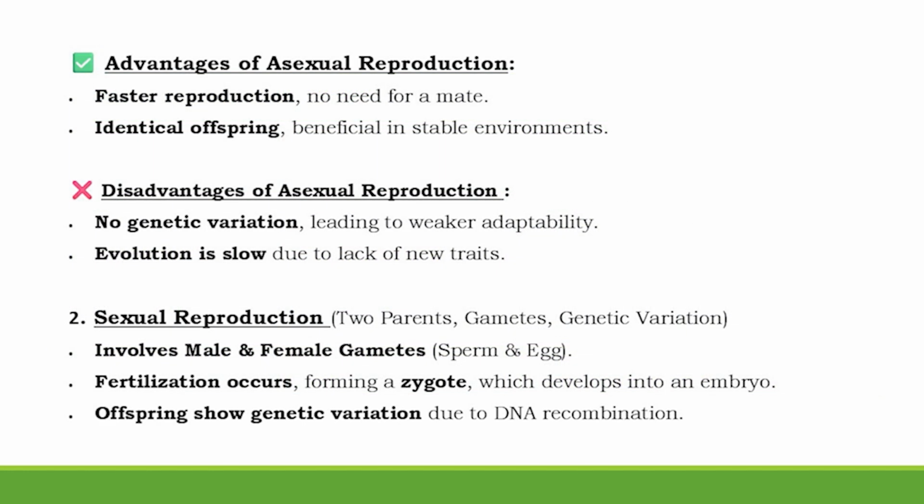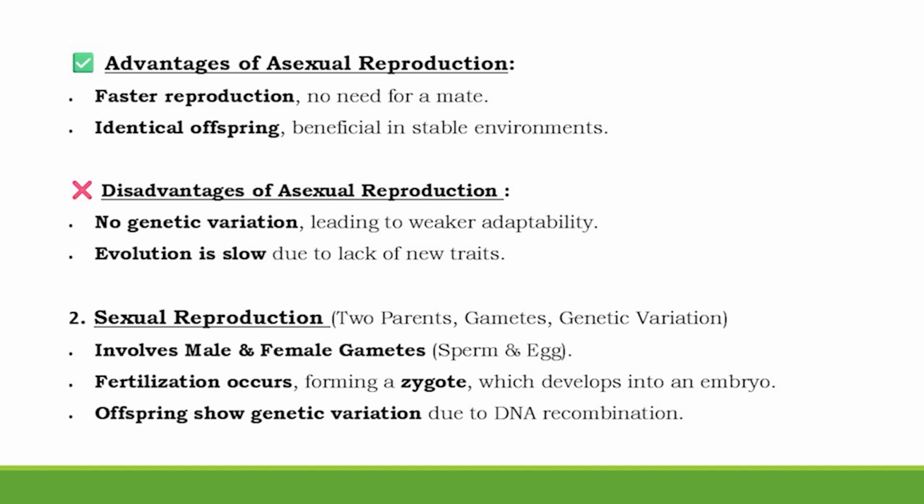Advantages of asexual reproduction: faster reproduction, no need for a mate, and identical offspring, beneficial in stable environments. Disadvantages of asexual reproduction: no genetic variation, leading to weaker adaptability. Evolution is slow due to lack of new traits.